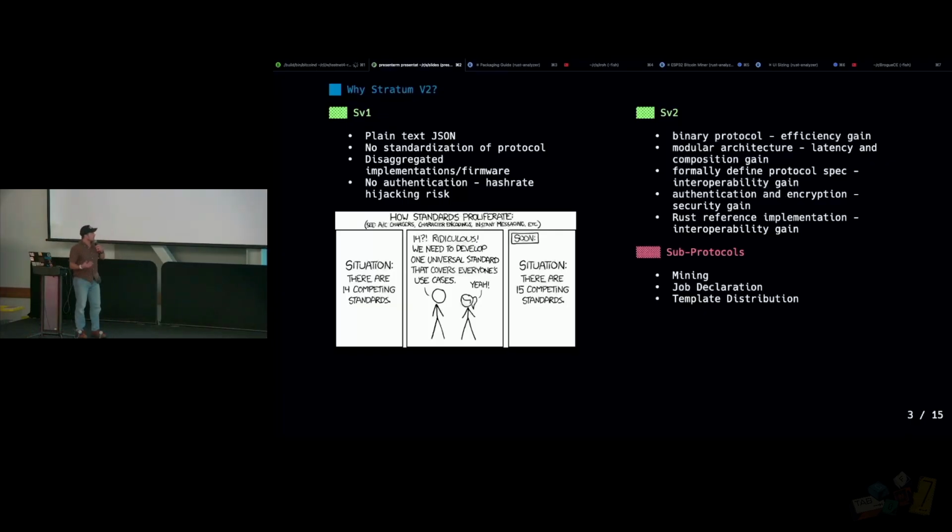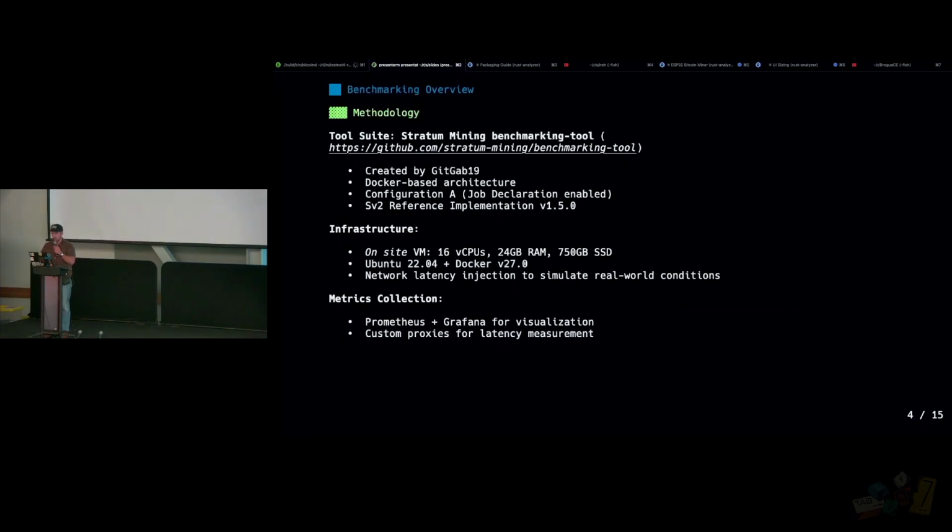And then lastly is the template distribution. getblocktemplate is an RPC command for a Bitcoin node. Stratum V2 brings its own dynamic to that. And we'll get into some of the implications of that on the tech side of things. But that's why Stratum V2: it's a better protocol. I think it's objectively just better. I'd be happy to debate that if you think I'm wrong.